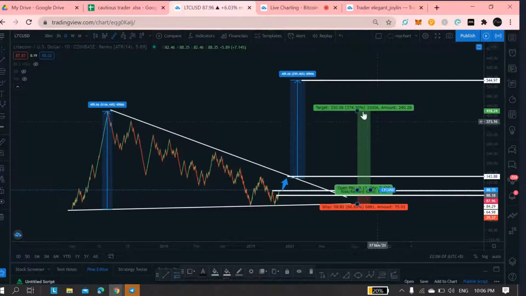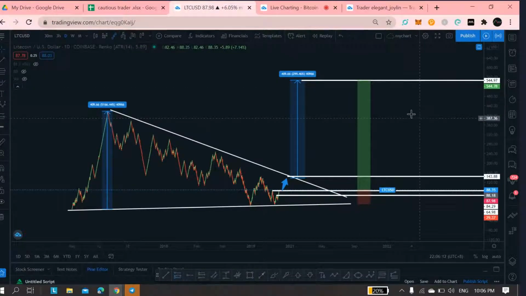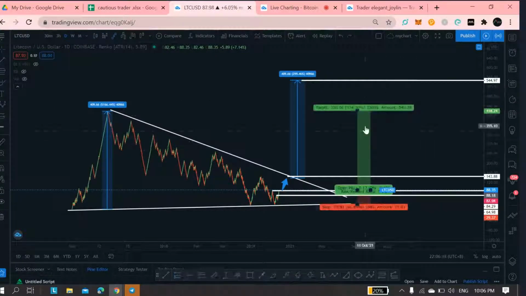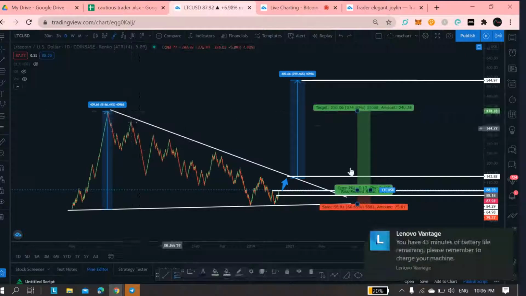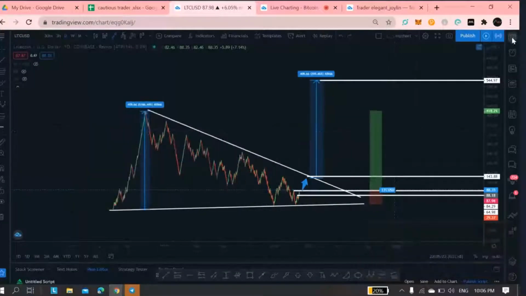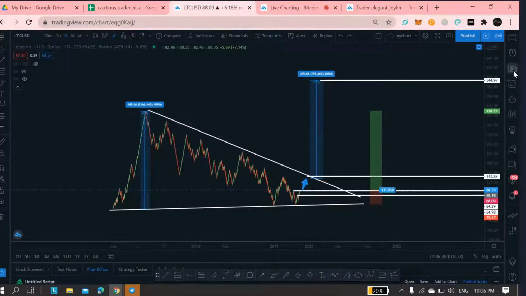So I think that's it. But if it hit our targets at 544, of course, that's around 517%. But on a conservative note, we'll just use the previous all-time high of around this area, 418 area. So comparing Bitcoin, Ethereum, and Litecoin, Litecoin has possibly the most rewarding if it hit the previous all-time high.